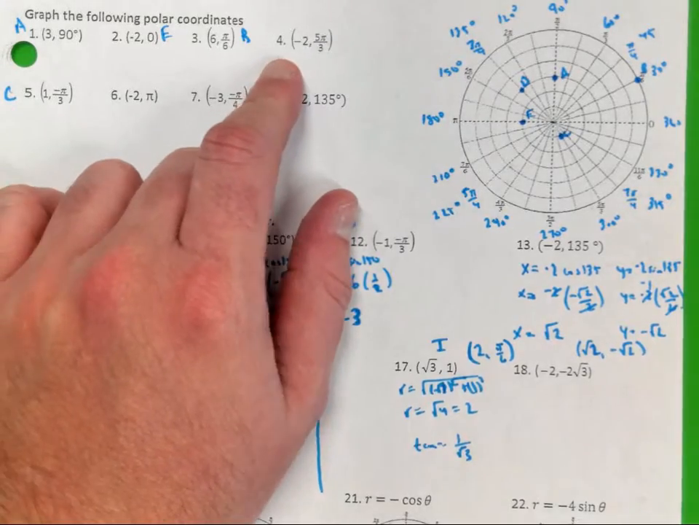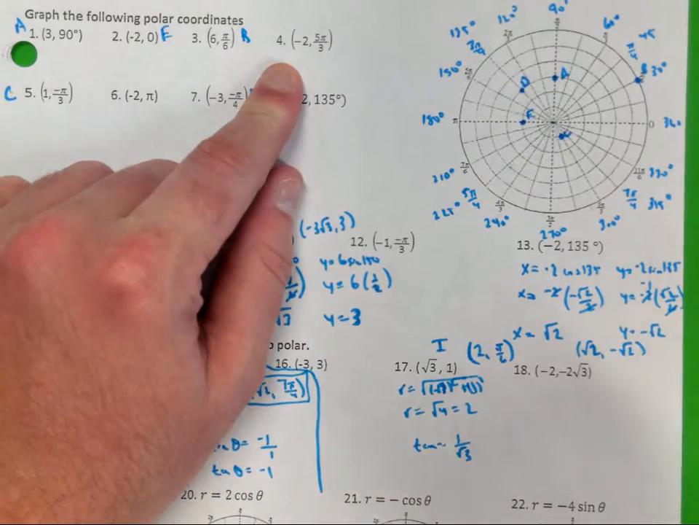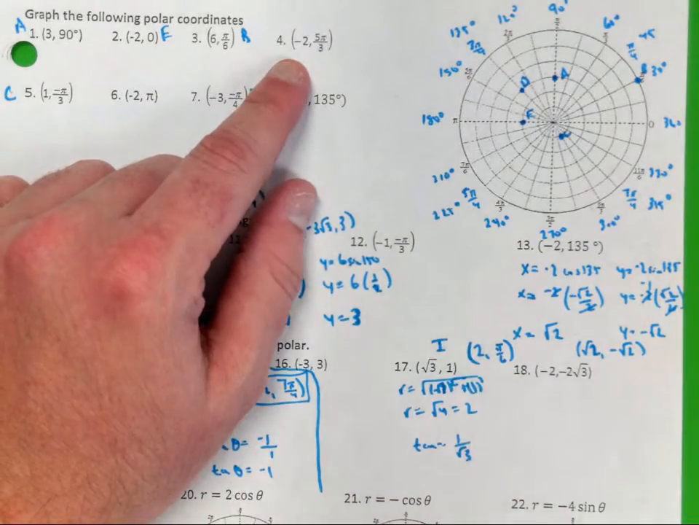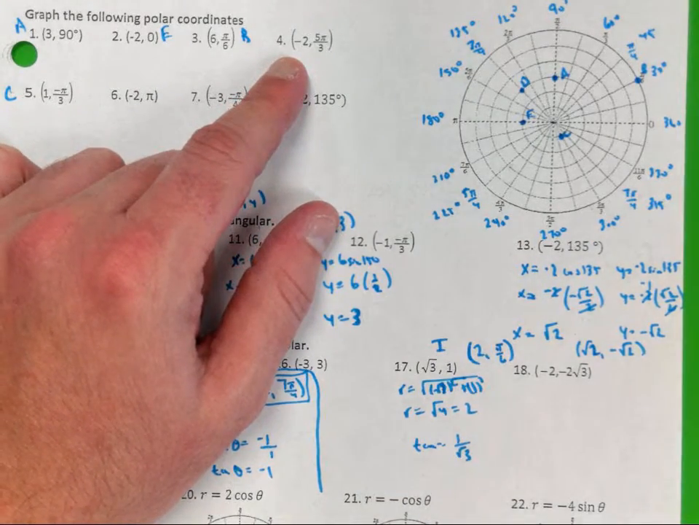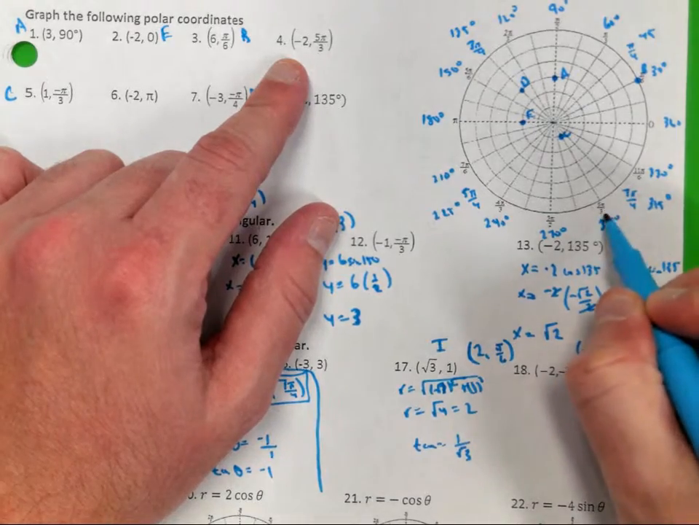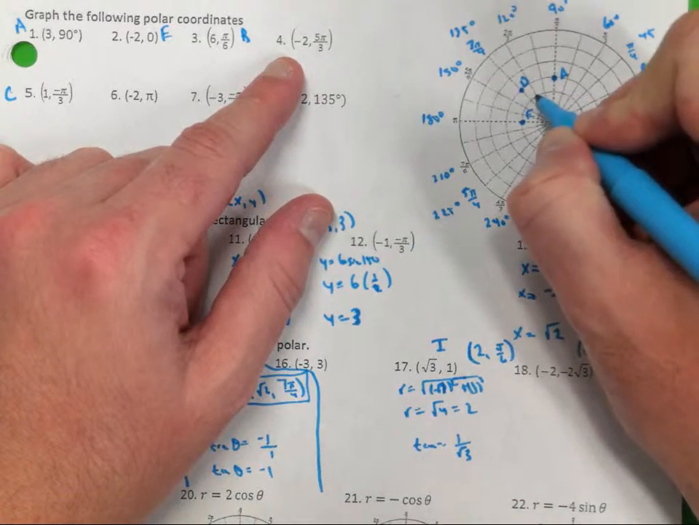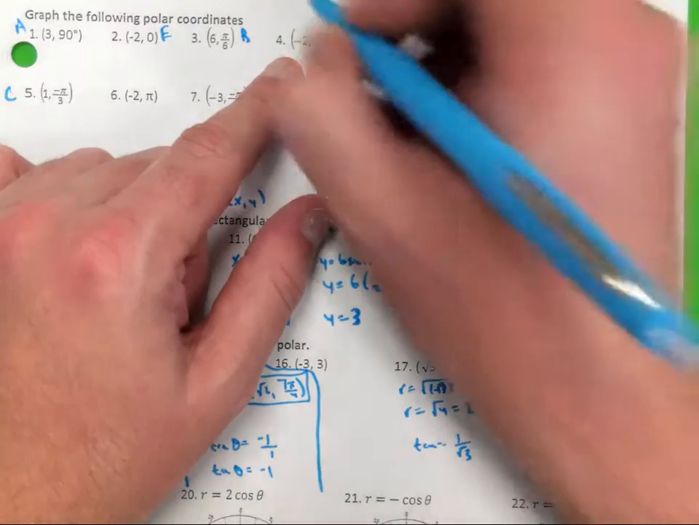Number 4. I'm going to find 5 pi over 3 first. That's in quad 4. Okay? But your R is negative, so are you going to be in quad 4 or quad 2? So you go find the pi over 3 family member in quad 2, which is 2 pi over 3. And there you go. I'm going to let that be F.